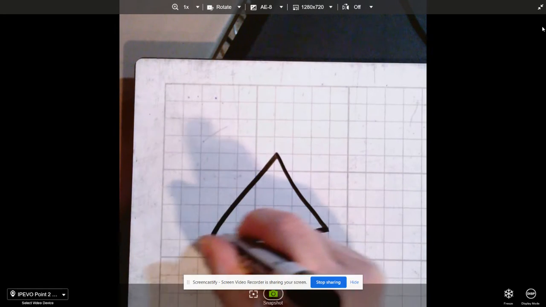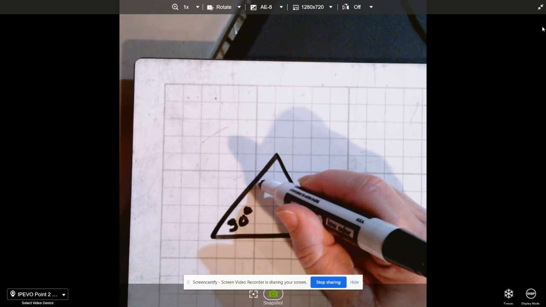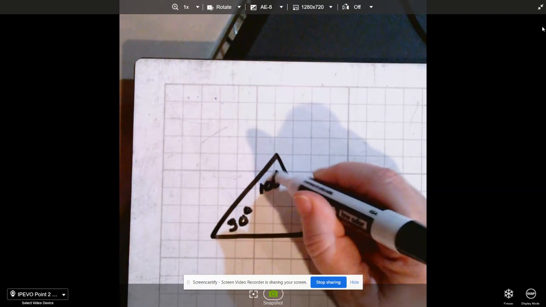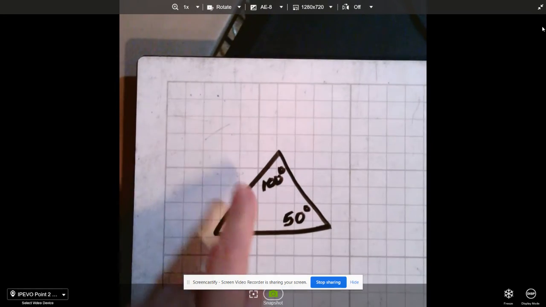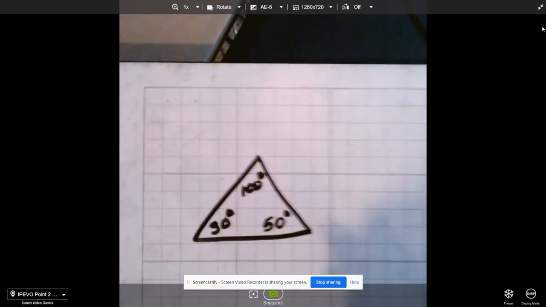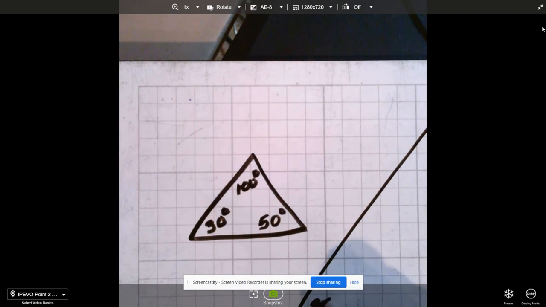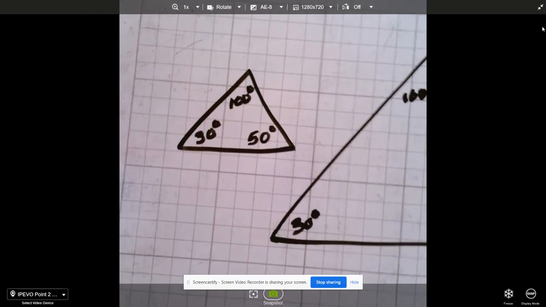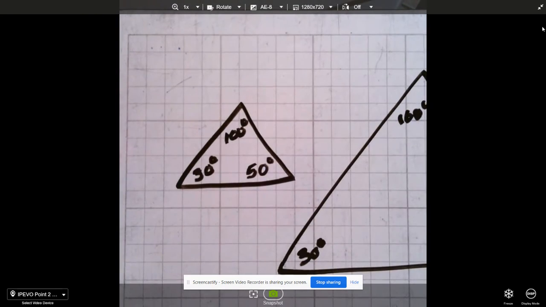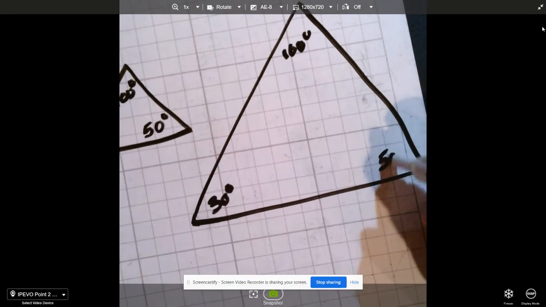In order for two figures to be similar, they have to have the same angles. So for instance, if I had a triangle that had 30 degrees and 100 degrees, that would be 130. So this one would have to be 50 degrees. This is obviously not drawn to scale. And I had another triangle that looked like this, and this was 30 degrees, and this was 100 degrees, and this was 50 degrees.